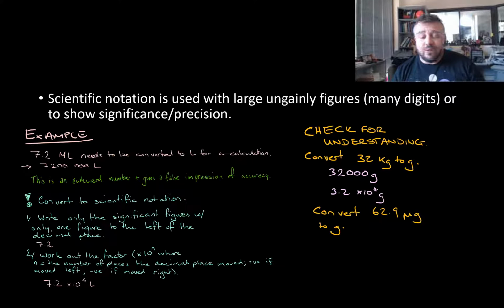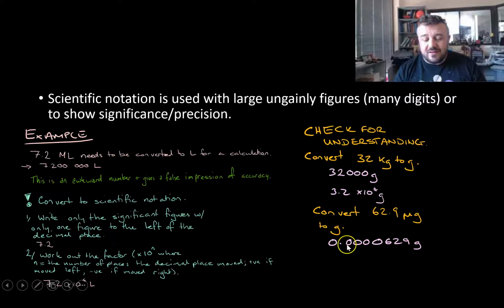Now, we want to go from 62.9 micrograms to grams. This is going to be a bit awkward, and we'll see why. The very first thing we do is write down what this whole number is going to be in grams: 0.0000629 grams. Then we write down the significant numbers, which are 6.29, with one number to the left of the decimal place, and then we multiply it by 10 to the power of how many places we have to move the decimal place. Here the decimal place goes 1, 2, 3, 4, 5, but it moves to the right, and that puts a little negative power up there as well.